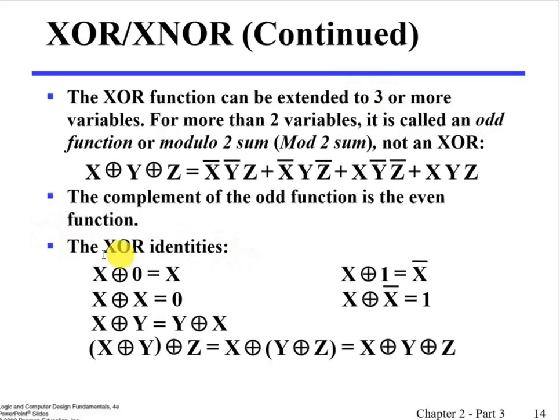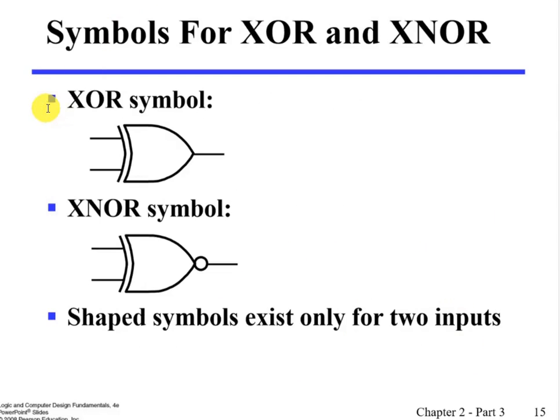Some useful identities that define the exclusive OR function are shown here. X exclusive OR 0 is X. X exclusive OR X, and X exclusive OR Y, are equal to the following. These are useful identities that you may need to know by heart. The simple symbols for exclusive OR and exclusive NOR are as follows. These are the XOR and XNOR symbols, and here we have an inverter, only for 2 inputs in this case.